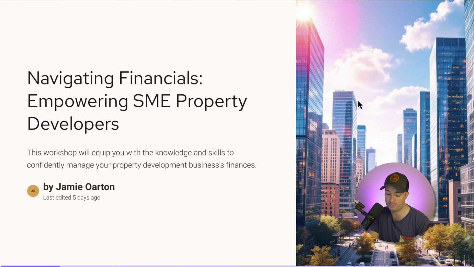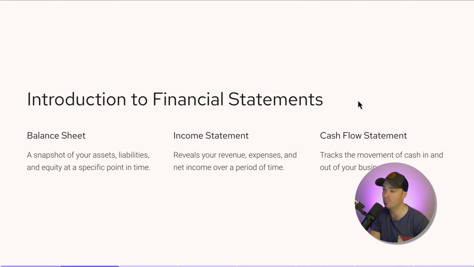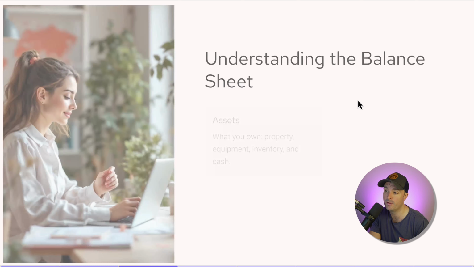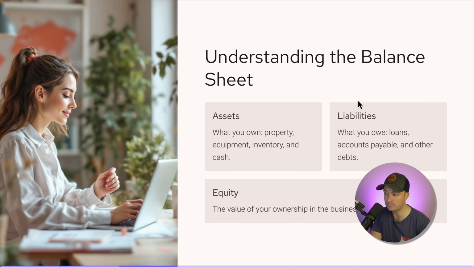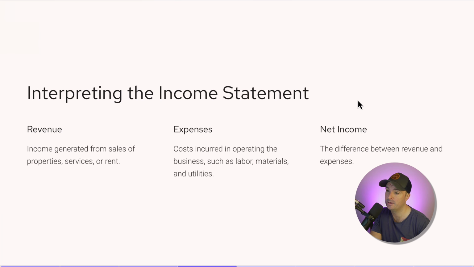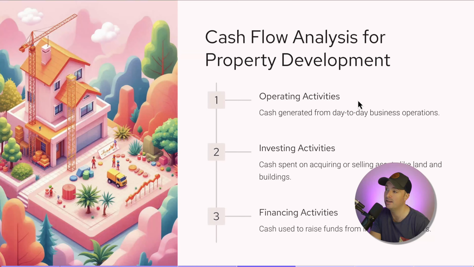So for this one, just come in here, and we've got things like what we're going to talk about. We're going to talk about financial statements: balance sheet, income statement, and cash flow. Then assets, liabilities and equity, and revenue, expenses, net income. So we're talking about the income statements there, and cash flow analysis for property development. This is all really bread and butter stuff if you're a property developer, and it's stuff that you absolutely must know inside and out.